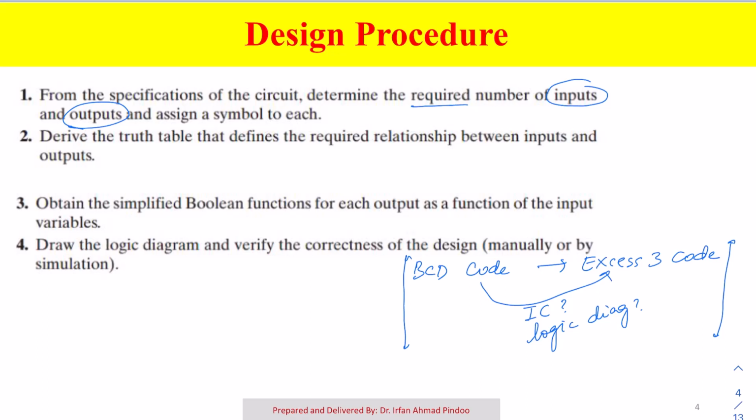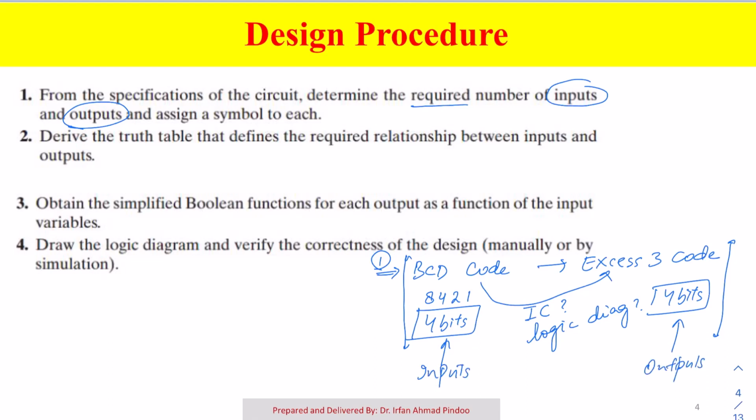Let us suppose we take this example that we have given here, example 1. So we know that BCD code is like an 8421 code. So it means it will be having how many bits? 4 bits. And XS3 code will be again having how many bits? 4 bits. So if we take this example, I need to have 4 inputs and I need to have 4 outputs, right? So these will be my 4 input bits, these will be my 4 output bits.